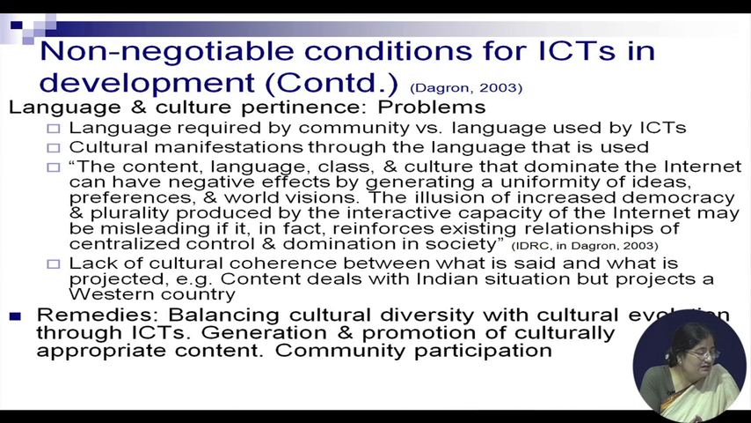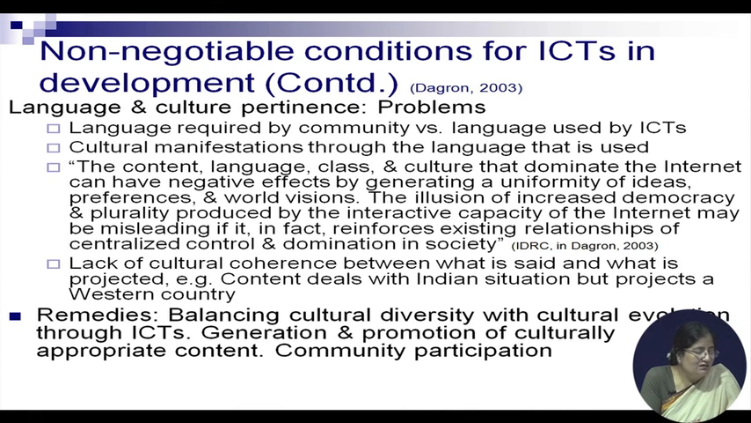The illusion of increased democracy and plurality produced by the interactive capacity of the internet may be misleading if it in fact reinforces existing relationships of centralized control and domination in society. Democracy versus centralization, democracy versus control, democracy versus domination. Who is more important? Who should be heard, etc.